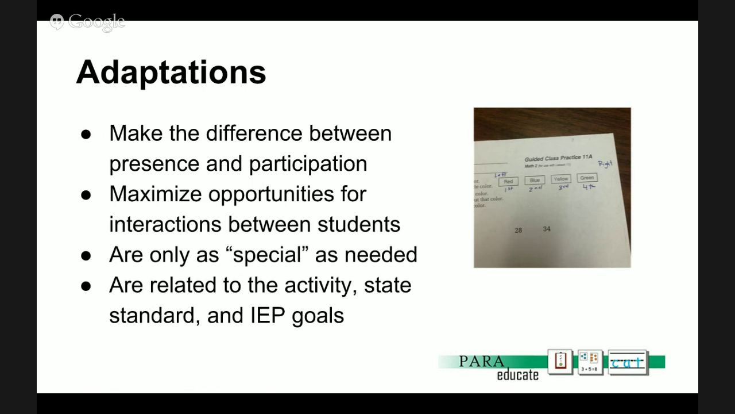Really good adaptations don't single out students necessarily, and only go as far as the student needs them to be. This is probably more important at the secondary level, not so important at the kindergarten level, but we're trying to come up with a way, especially, to make an adaptation less stigmatizing for a student.